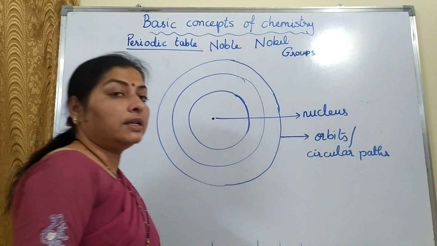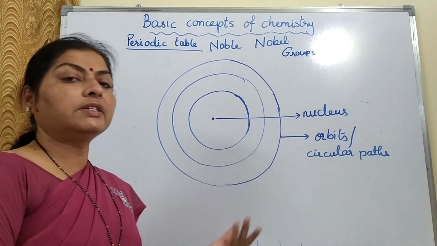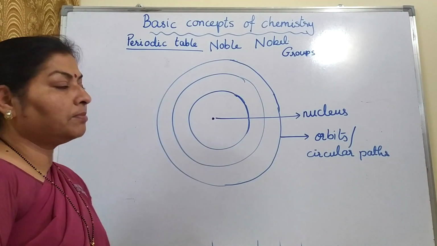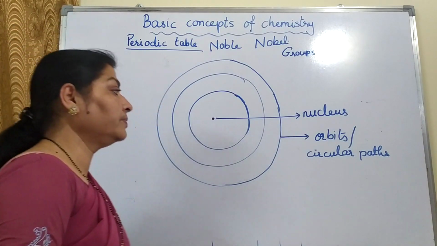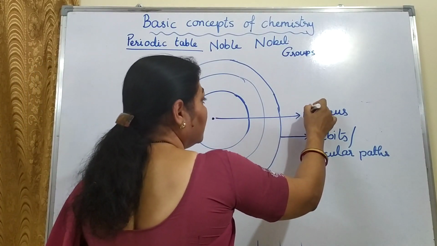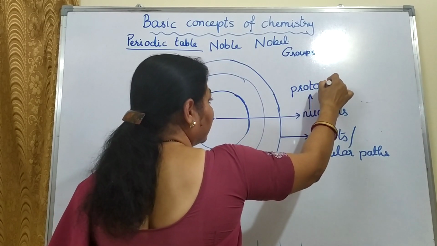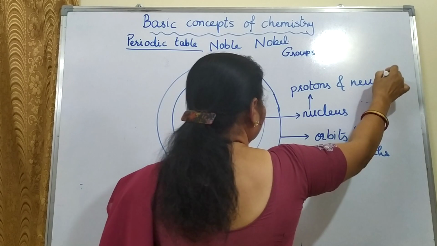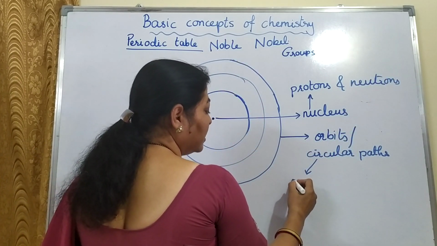There is a whole chapter about structure of atom, but we will study that in the second term. Before we go to that chapter, we should have some basic ideas, which you have already done in class 8. So these are circular paths. The nucleus of the atom consists of protons and neutrons. And these orbits, or circular paths, carry electrons.